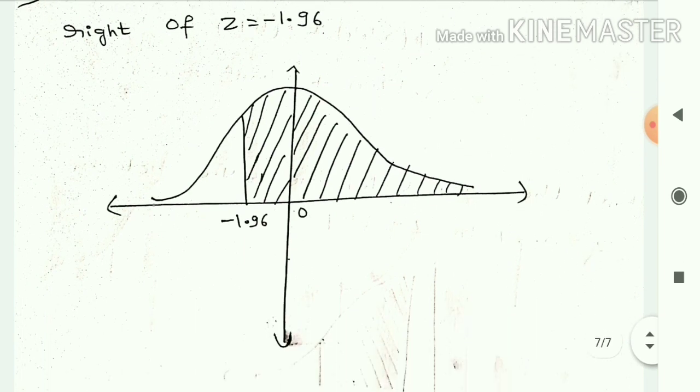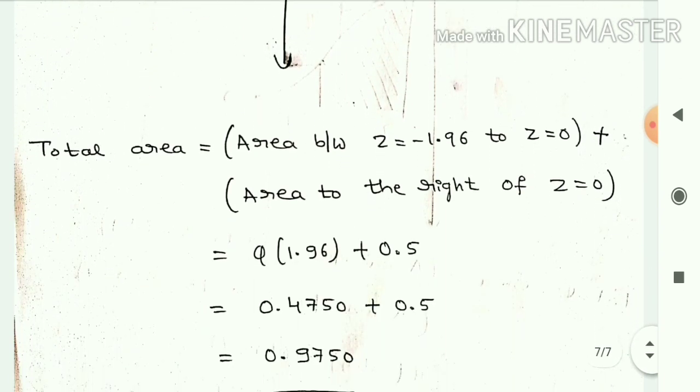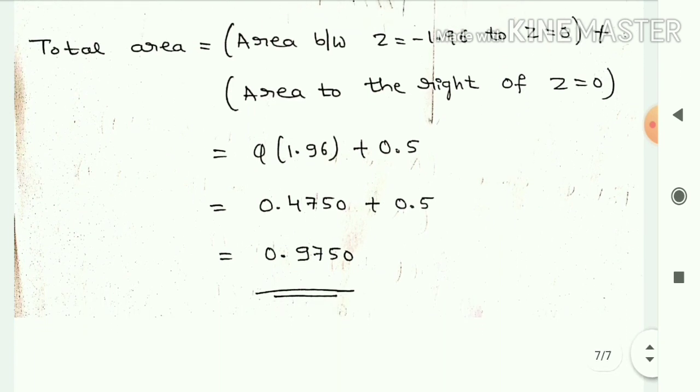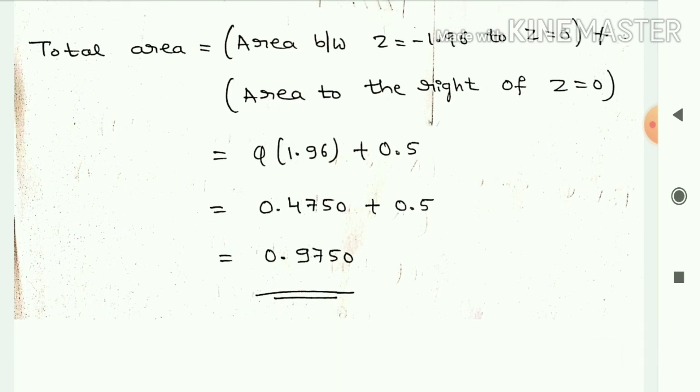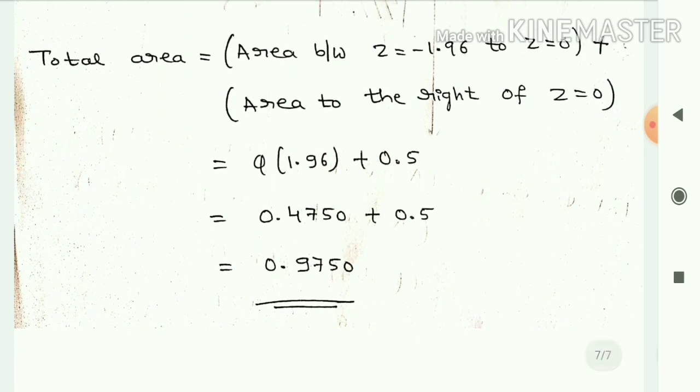Therefore, the total area is what? The area between minus 1.96 to 0 plus the right side of 0. So, phi of 1.96, and the right side area from z equal to 0 is 0.5, right? So, phi of 1.96 plus 0.5. Phi of 1.96 is 0.4750 plus 0.5. The answer is 0.9750. So, these are a few examples regarding standard normal distribution.